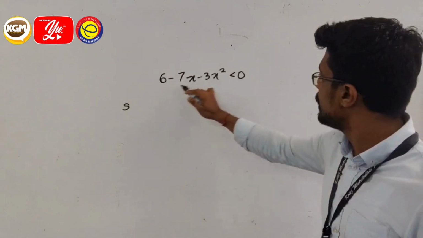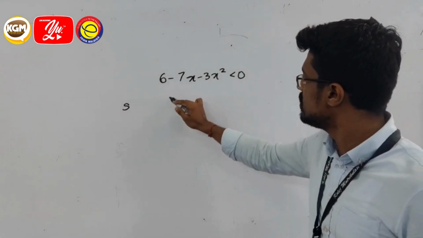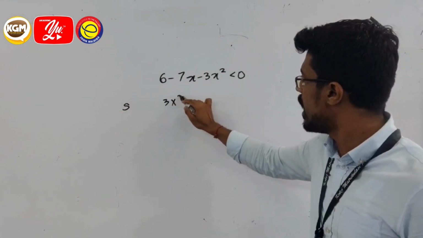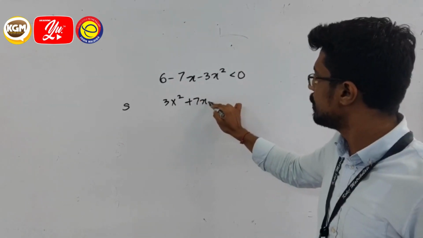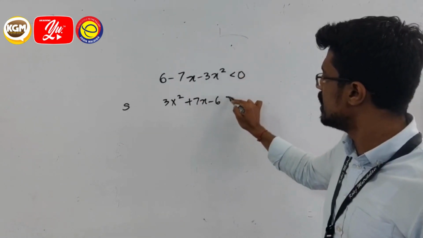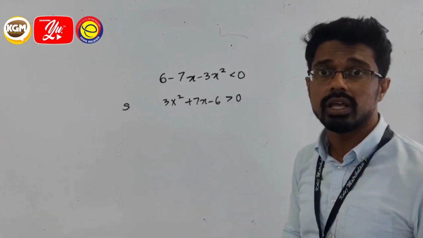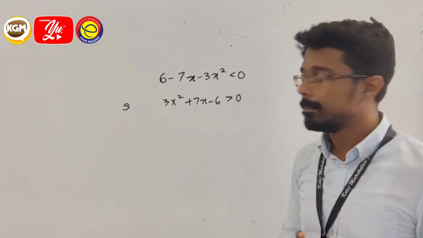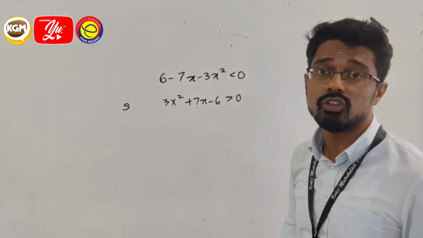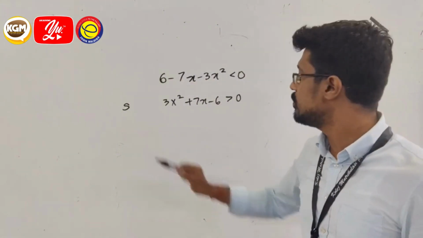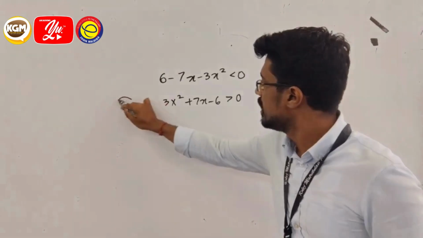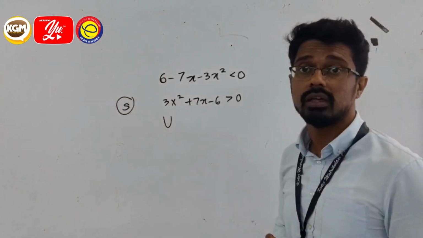We go and multiply both sides by -1. So this becomes 3x squared plus 7x minus 6. Don't forget to change the inequality. So this is what you get now. So the first step, the shape. Now my A is positive. Because it is positive, I'm going to get a happy graph. That is my step number 1.